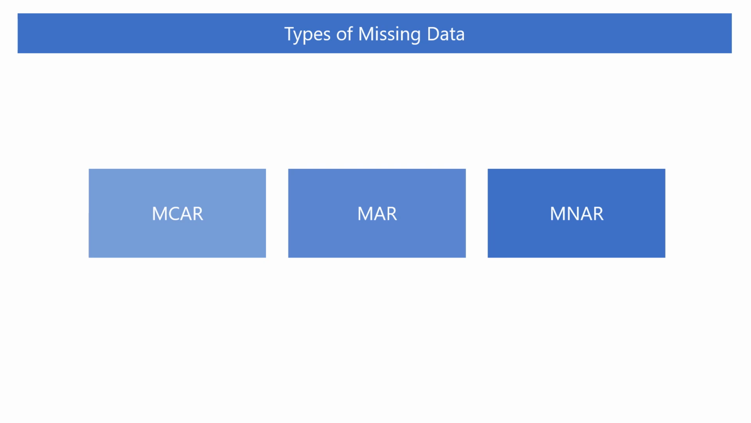There are three types of mechanisms through which missing data occurs. MCAR, missing completely at random. MAR, missing at random. MNAR, missing not at random.